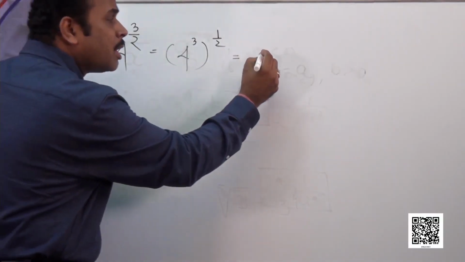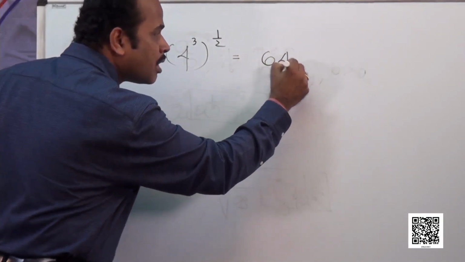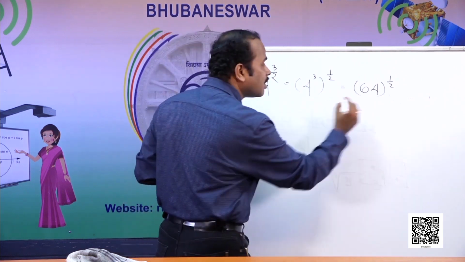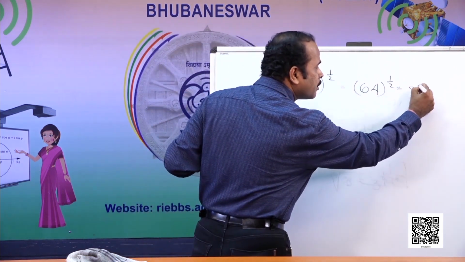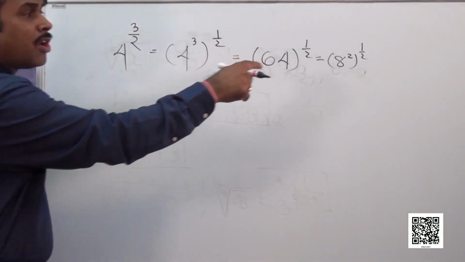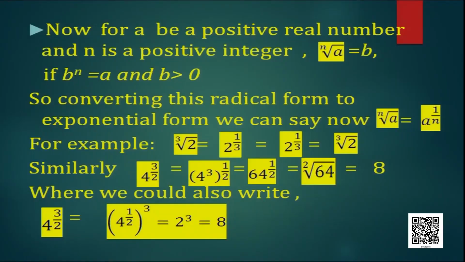Now in such case I can write this equal to 4 to the power 3, which we already got as 64, and 64 whole to the power 1 by 2. 64 we already know is 8 square. We can write 64 as 8 to the power 2 and whole to the power 1 by 2. Now again it is in the form of a to the power m whole to the power n.